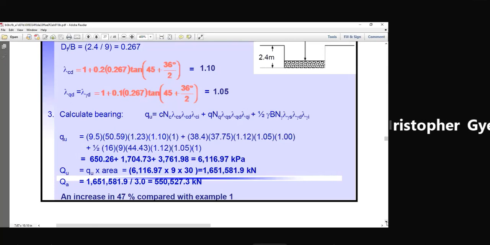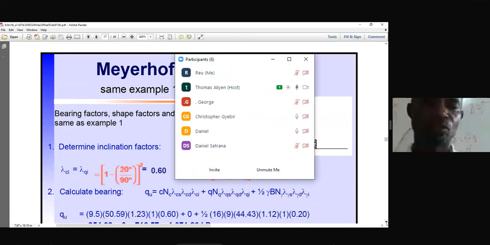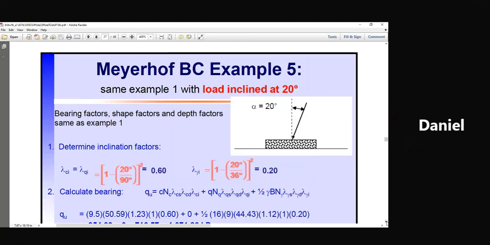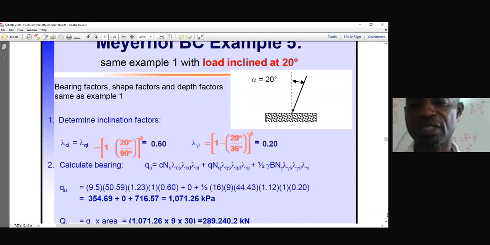Then move on. Maybe we also use the same example 1 with a load inclination at 20 degrees. The inclination factors, where we are using this angle.